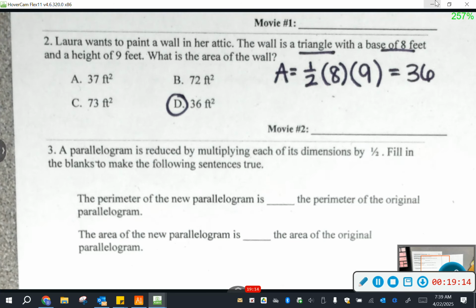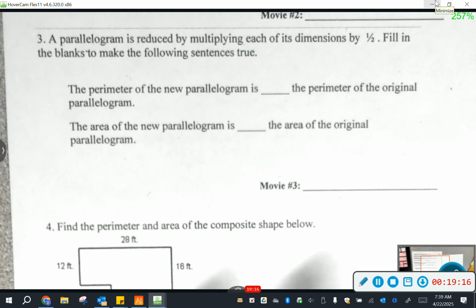All right, I would like you to do number 3. I'm going to give you 1 minute to do number 3. Go. This is just what we just learned. You forgot already?